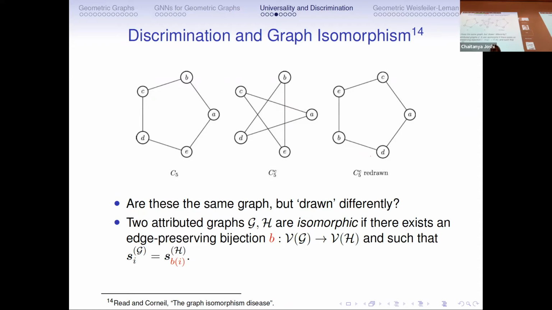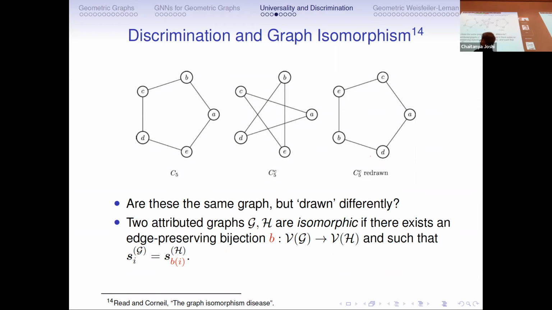So discrimination has been a lens of study which has been used a lot in general graph neural networks, and it's very closely connected to the graph isomorphism problem. What's the graph isomorphism problem? It's basically if I take two graphs and I draw them in slightly different ways, are they the same thing up to moving around my nodes or not?